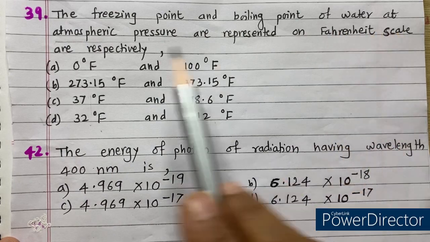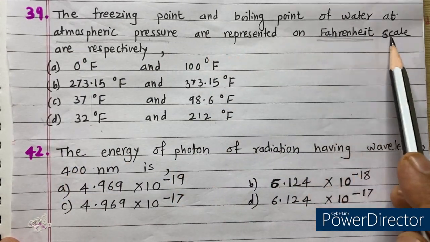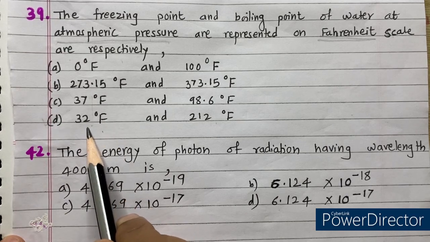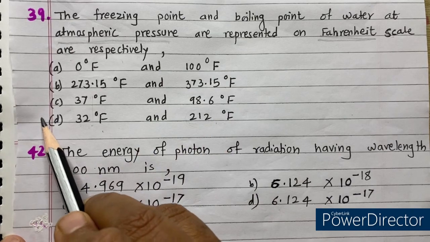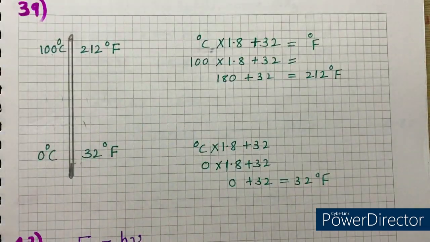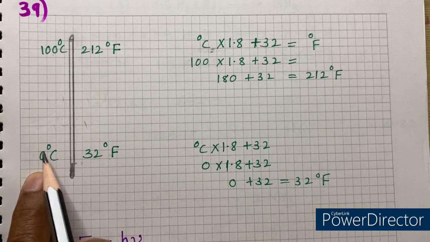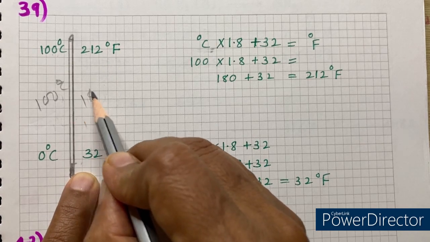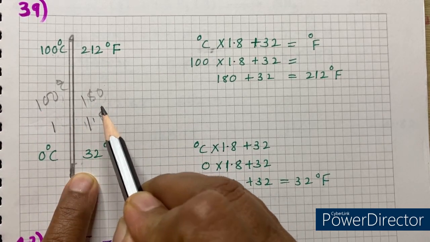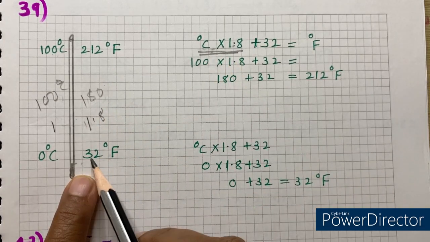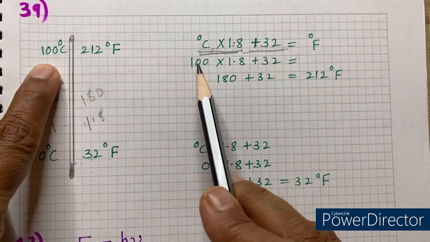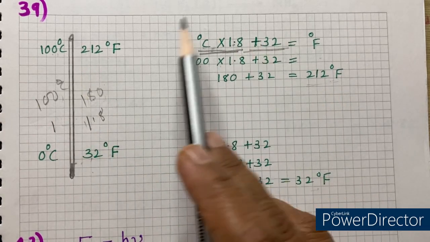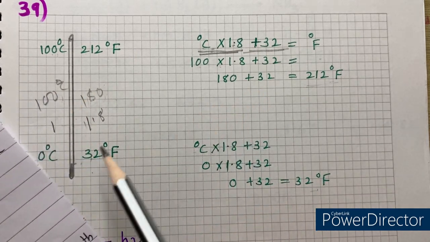Okay, next one. The freezing point and boiling point of water at atmospheric pressure represented on the Fahrenheit scale are respectively. Now we know that, and you have to remember 0 degree Celsius, that is this one, and 100 degree Celsius boiling point is this one. Or you can determine these values by using the concept. Now this is the freezing point and boiling point in degree Celsius. This difference is 100 degree Celsius, and this difference is 180. That is for 1 degree Celsius, 1.8 degree Fahrenheit. Okay, it is this one. And add this 32. Therefore the boiling point of water in degree Celsius, find out this. This is 212. And find out this. This is 32. That is, by using formula or concept, you can find out these or remember these values.